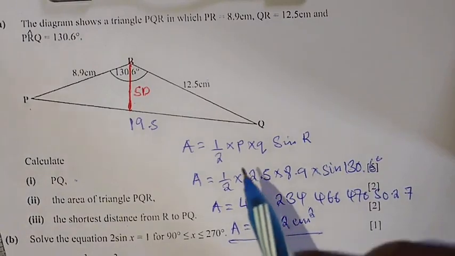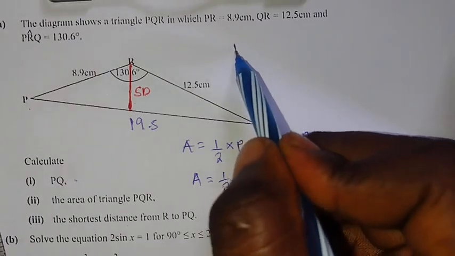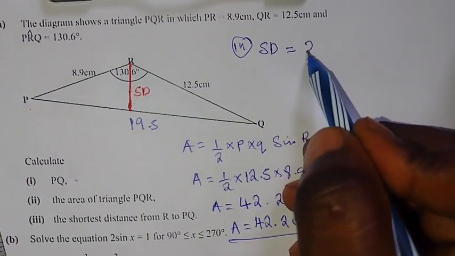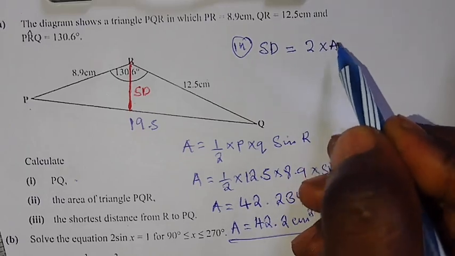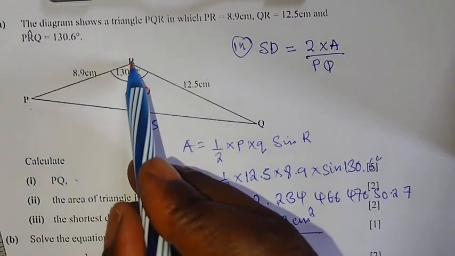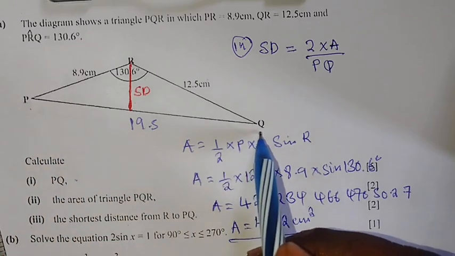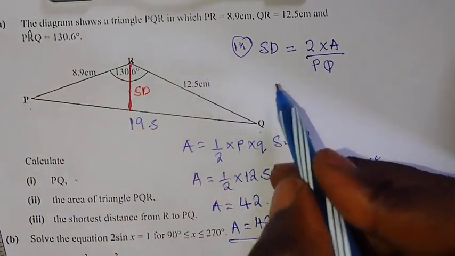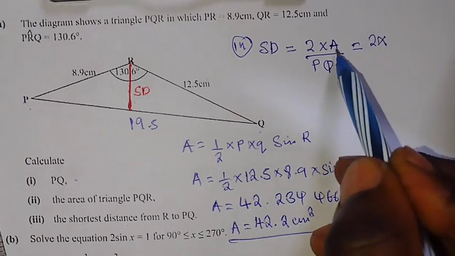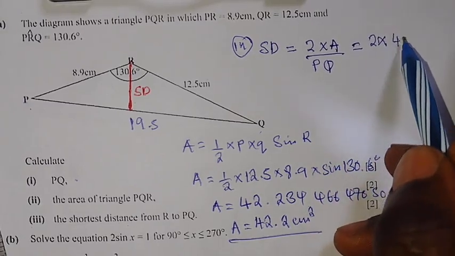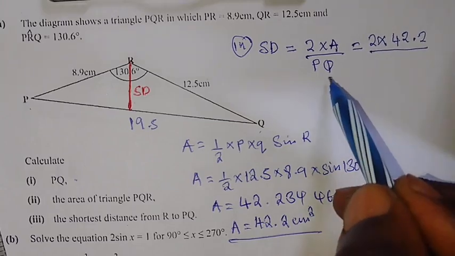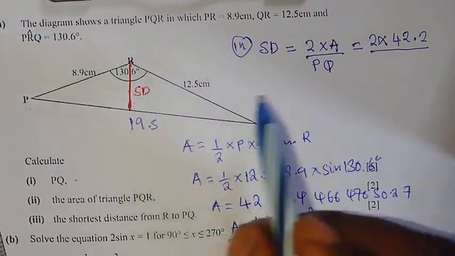So to find the shortest distance, this is the third one. So you say shortest distance is equal to 2 times the area over the distance PQ, because this shortest distance from R is coming to the line PQ. So we're going to use the distance for PQ, which will be our denominator. So in this way, we say 2 times the area. What is our area? Our area is 42.2 over, what is our PQ? Okay, it's this one, which is 19.5.